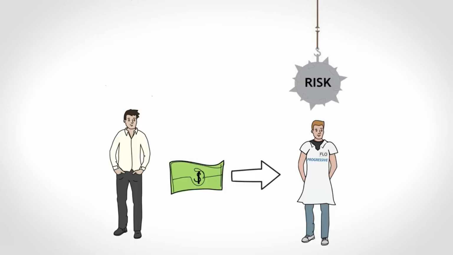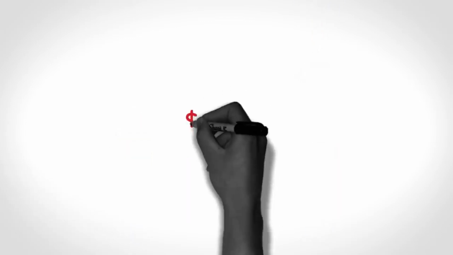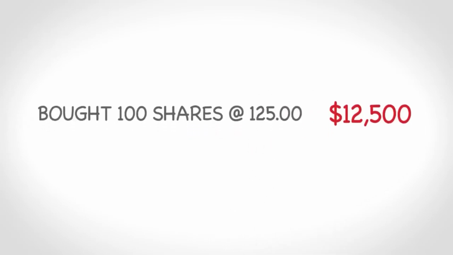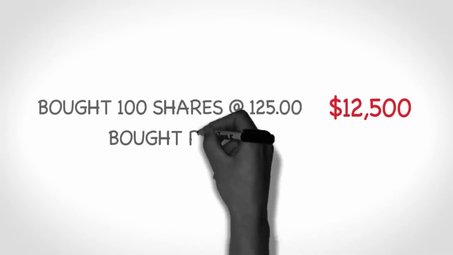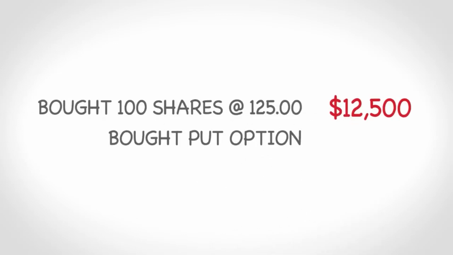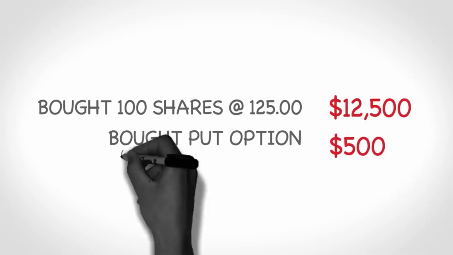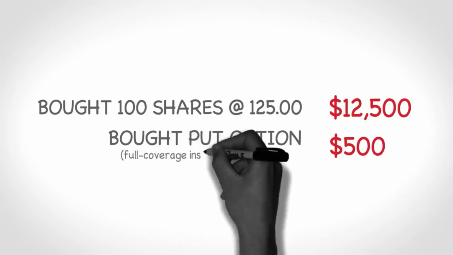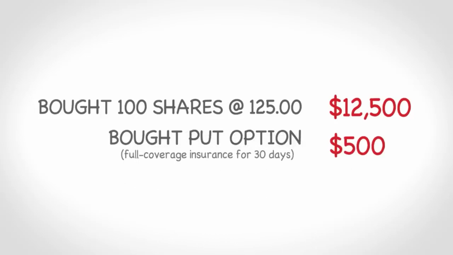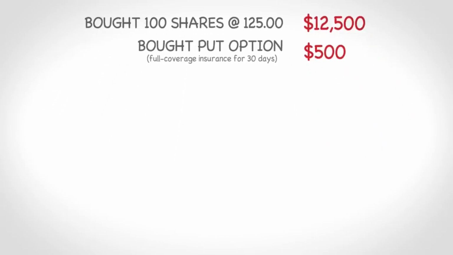Now, let's look at a real example. You bought $12,500 worth of XYZ stock, and you also purchased a put option as insurance. The price of this insurance is going to be determined by several factors, and you're going to learn about these factors in Chapter 3. For now, let's just say you had to pay $500 for this put option, and this gives you full coverage insurance for the next 30 days. Now, let's look at two different scenarios.